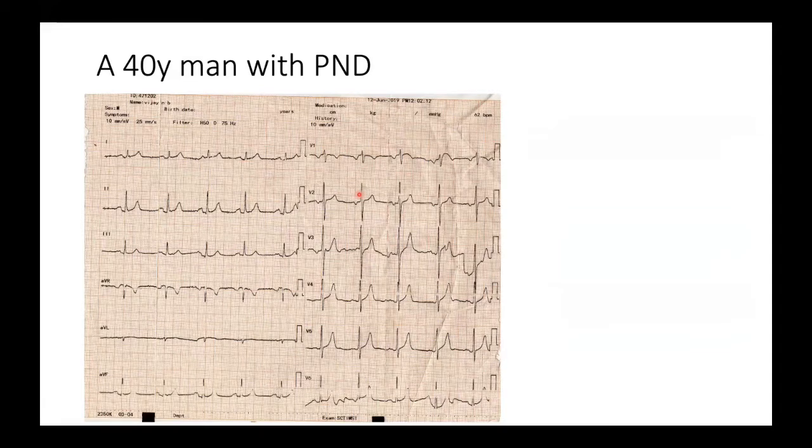Now this left atrial enlargement can be because of various things, but the patient has PND. It means that there is a significant LV failure, which can be because of a mitral stenosis or any other mitral valve disease, dilated cardiomyopathies, ischemic heart disease, or a hypertensive heart disease. So these are the various things we have to keep in mind.